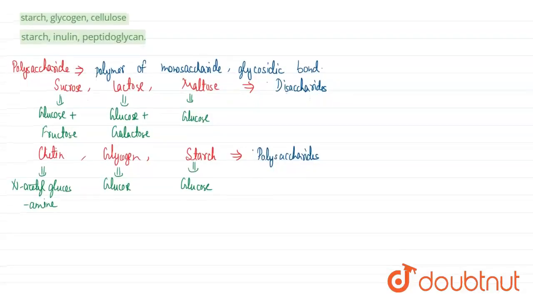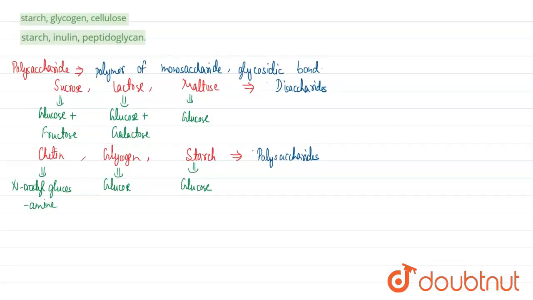And our third option is starch, glycogen, and cellulose. We already discussed that glycogen and starch are both made up of glucose units. Cellulose is present in the cell wall, and it also has glucose in its structure. It has several repeating units of glucose.